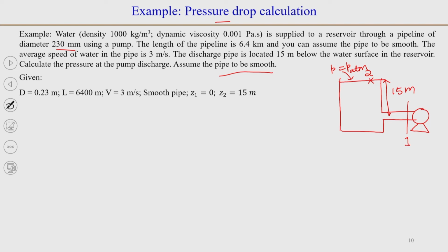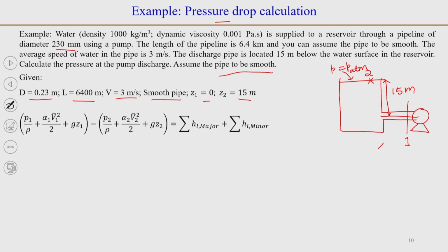So, this time we will use the Blasius equation to calculate the friction factor. We know the diameter of the pipe, the length of the pipe, and the velocity of the water in this pipe. We know the pipe is smooth, and if we consider these 2 points, point 1 and 2, we know the elevations Z1 and Z2. We can consider that the reference point is point 1 here. So, this is the Z1 location, and point 2 has Z2.